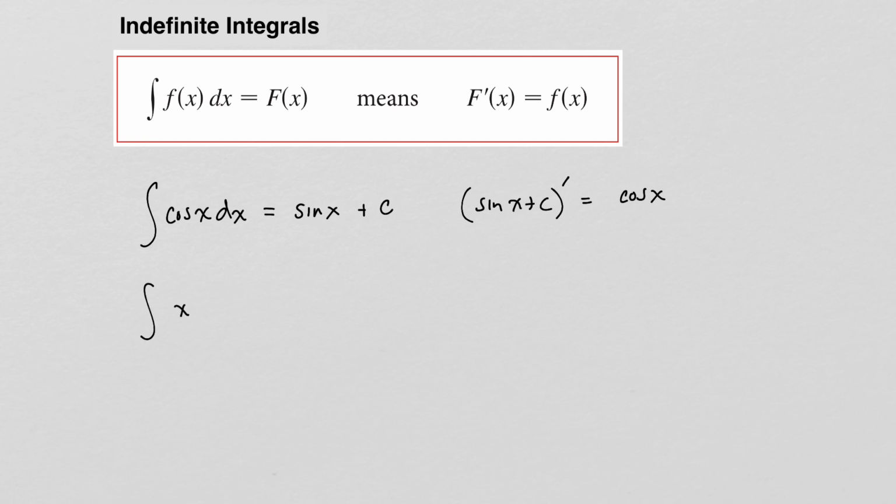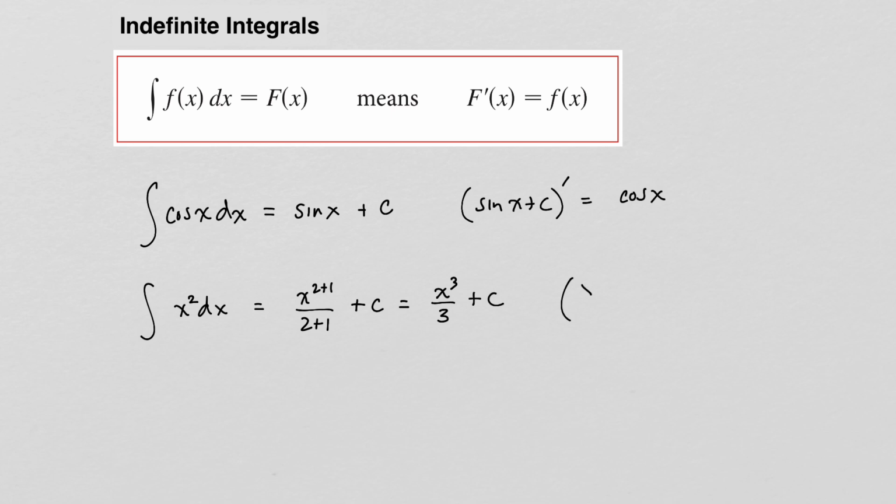The integral of x squared dx simply means the antiderivative of x squared, which we know is x to the 2 plus 1 divided by 2 plus 1, according to the power rule, plus c, and this can be simplified to be x to the third power over 3 plus c.